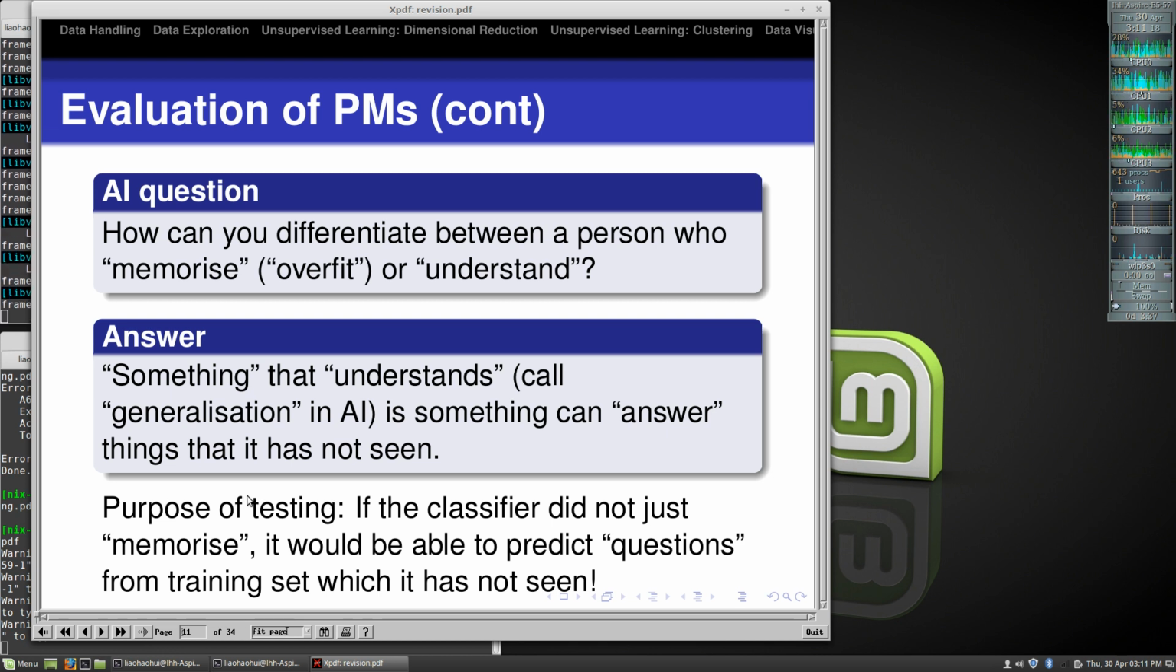That's why we want to have some kind of testing data set, so that the classifier is not just memorizing but is able to predict situations which it has not seen in the training.